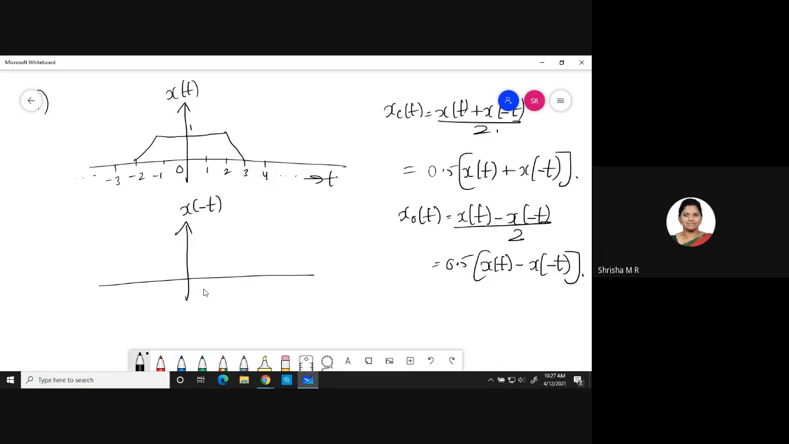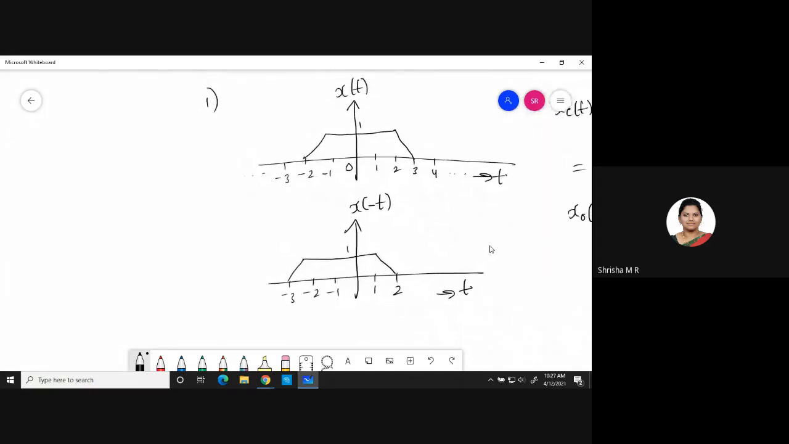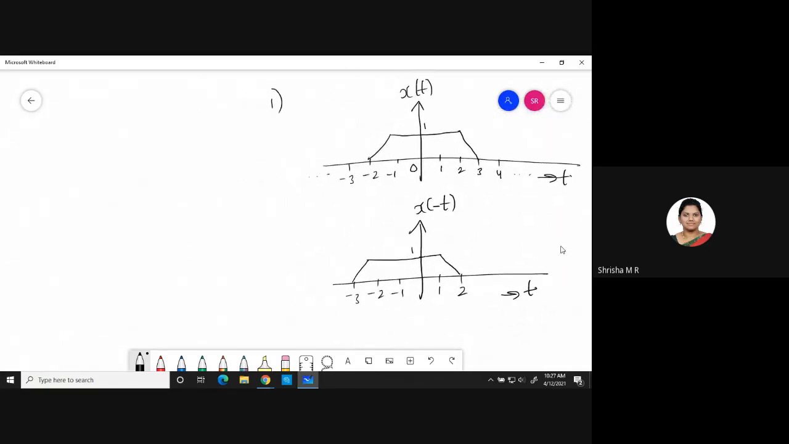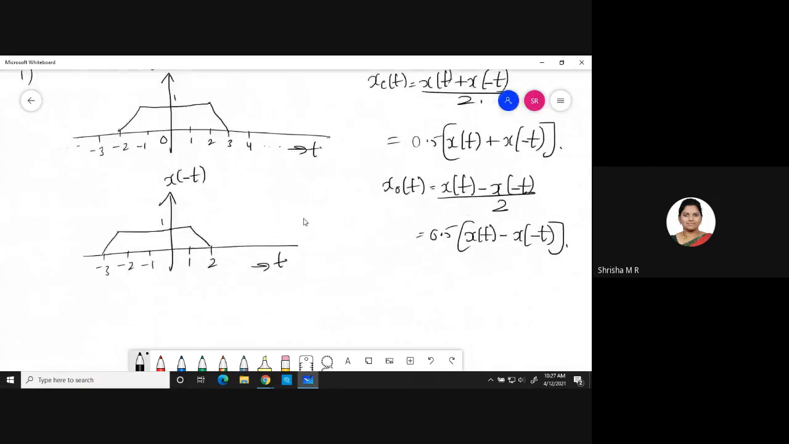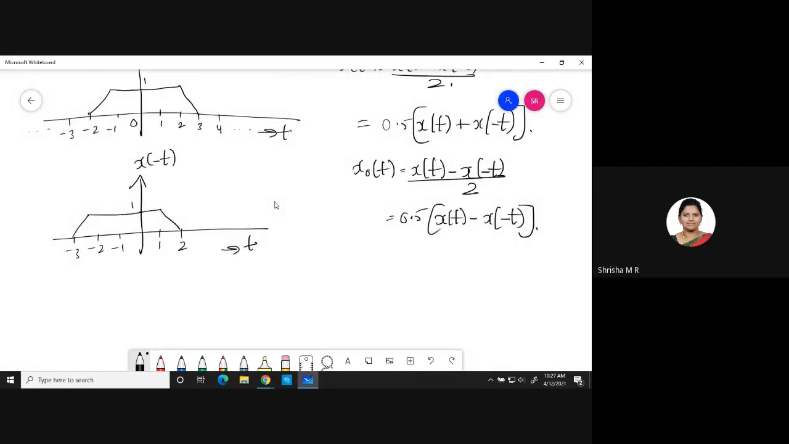So we shall see that you have 1 and 2, minus 1, minus 2 and minus 3, and you have a signal like this. This is your time reverse signal with amplitude 1. This is the time period along x-axis. So now we'll add these two signals to find the even part of the signal. I'll add this side only. So you have x of t plus x of minus t.